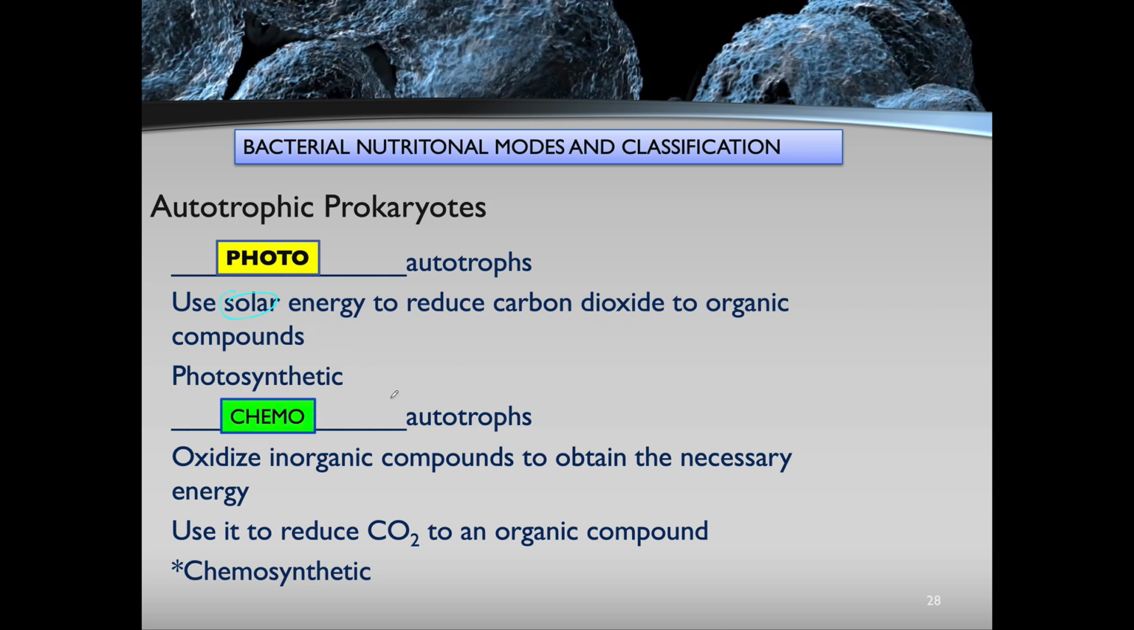Those are photosynthetic. We also have chemoautotrophs. Chemoautotrophs are going to oxidize inorganic compounds. So what they'll basically be doing is adding oxygen to compounds without carbon to obtain necessary energy. When they do this, they're going to reduce, by the use of extra electrons and hydrogen ions again, carbon dioxide to organic compounds, basically again building sugars within that bacterium itself. We call this being chemosynthetic. The first type we looked at was photosynthetic.